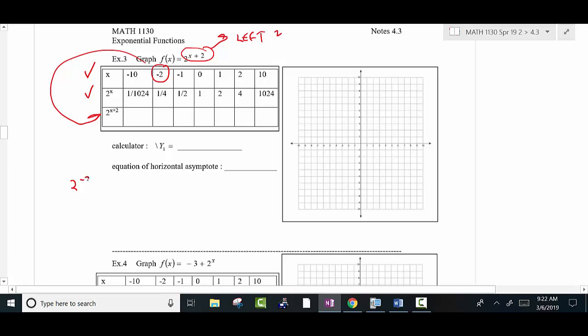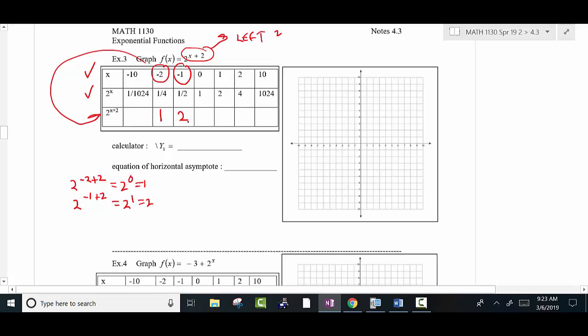So that's 2 to the -2 plus 2. So that's 2 to the 0. So that's equal to 1. Okay, so you've got that. I'm going to keep doing that for everything. I'm going to do -1. I'll plug it in. That will be 2 to the -1 plus 2. That's 2 to the first. So that's equal to 2.